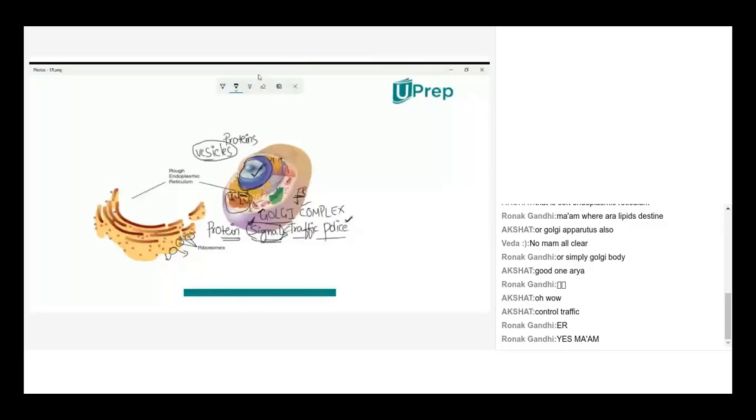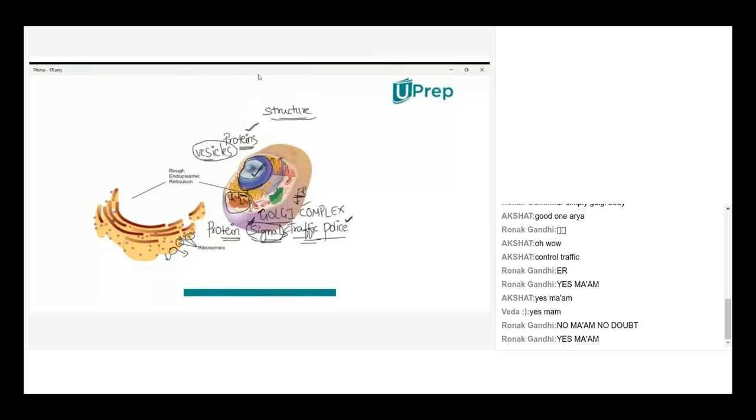This is what makes the Golgi complex a traffic police. It controls the movement of proteins. How is the protein movement controlled by the Golgi complex? For that, we have to understand the structure of the Golgi complex. Golgi complex structure possesses two phases. One phase is called the cis phase. The other phase is called the trans phase.